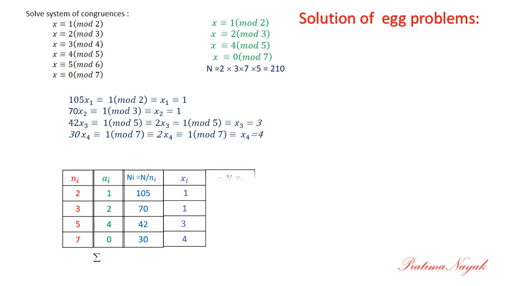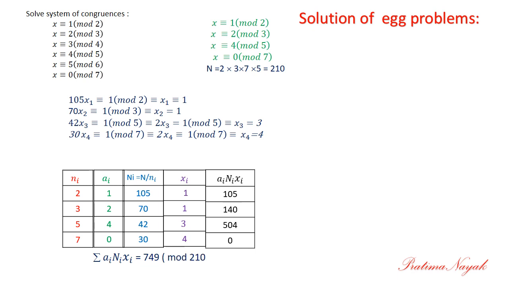Next, to get the answer, get the product of a, n, and xi. So 105 into 1 into 1, 70 into 2, 42 into 4 into 3, and 30 into 3 into 4, and total we have 119. Let us verify whether the answer 119 is correct or not.